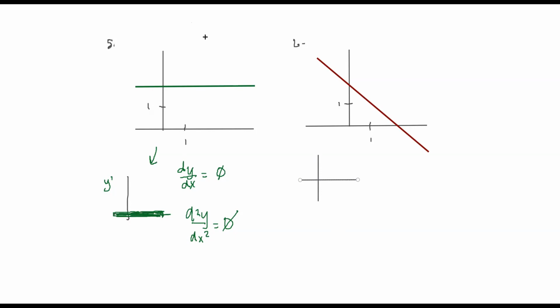Like if I were to graph this, you know, that dy dx is negative. Yes, and it is going to be a flat line somewhere below zero, I think. So it's going to look something like this. So this is the y prime graph.